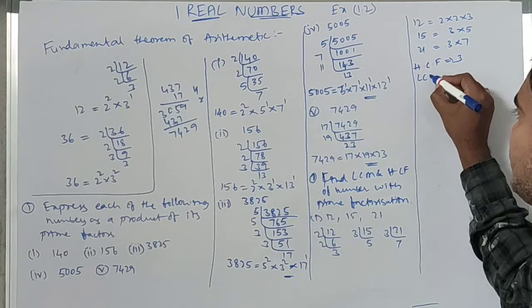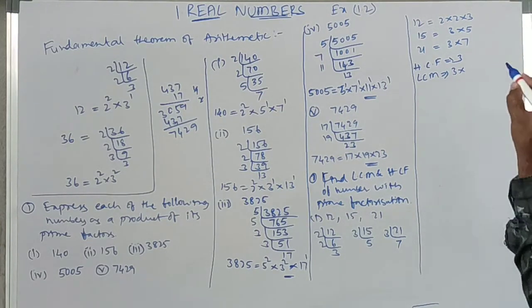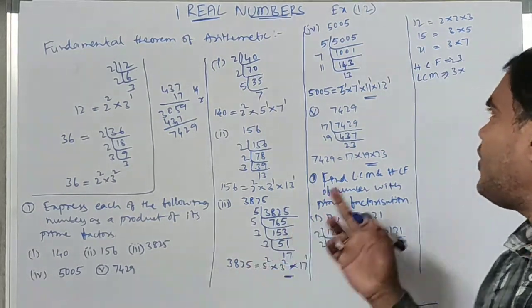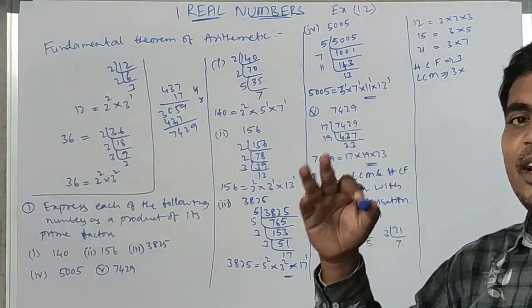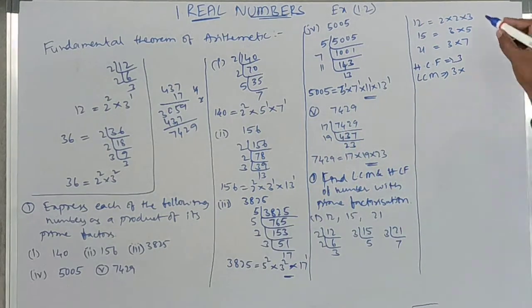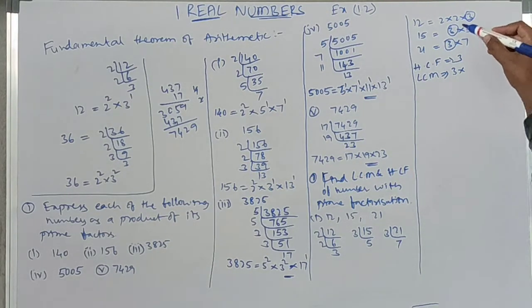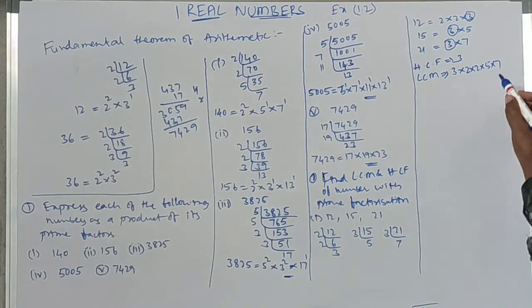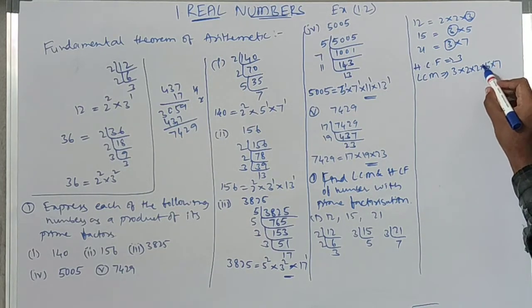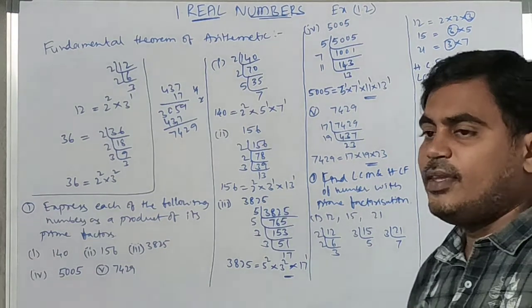Now LCM equals, first I take the common 3. After taking the common, in the remaining, if we are taking any 2 common, we take that also. So this is already done. The remaining 2, 5, 7, is anything common? No. So we write all the remaining: 2 into 5 into 7. 7 into 2 is 14, into 10 is 140, into 3 is 420. So this is the LCM.